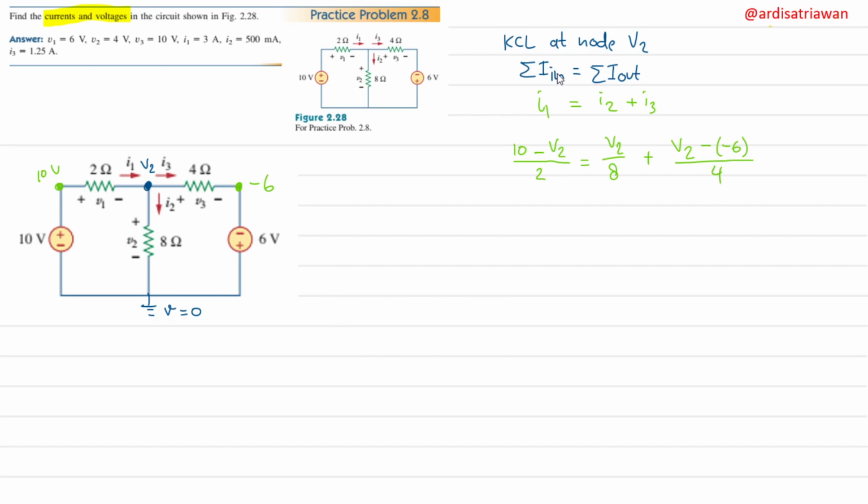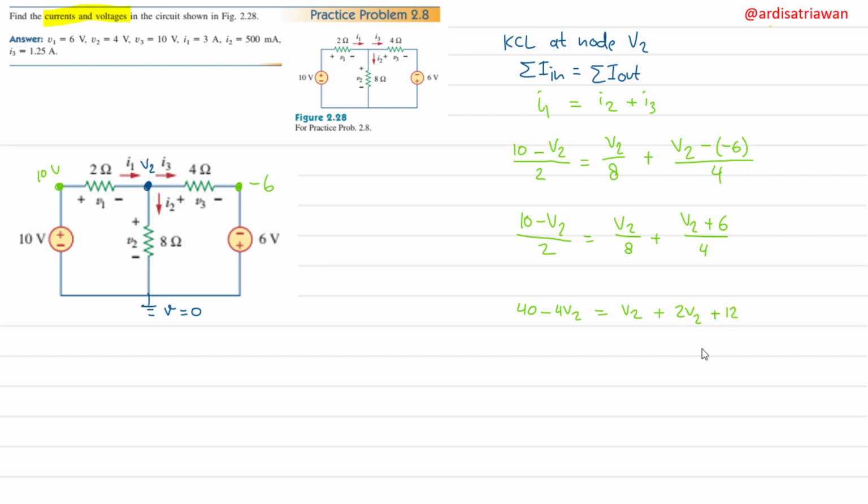Okay, so now let's see what we can do to simplify this. I want to make this sign positive first, so let's just copy that. Minus V2 divided by 2 is equal to V2 divided by 8 plus, what is it, V2 plus 6 divided by 4. Okay, now let's multiply all of this by 8, so we don't have the denominator here. So we'll have 40 minus 4V2 equal to V2 plus, what is it, this is 2V2.